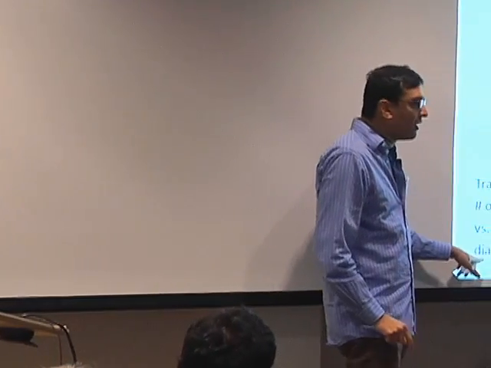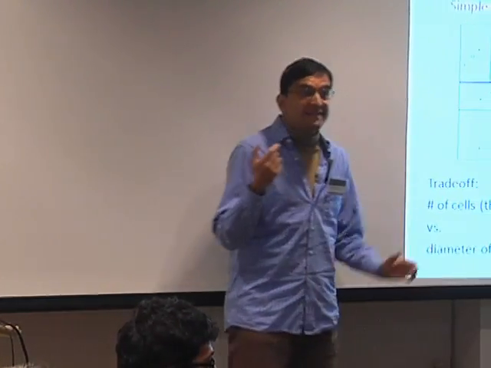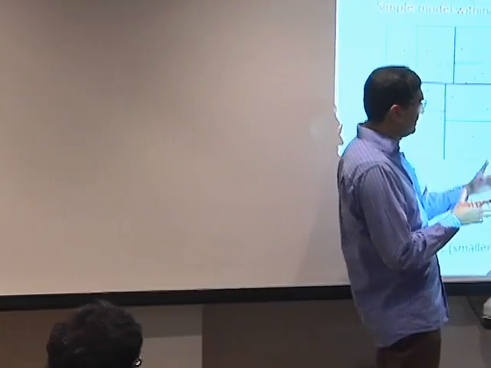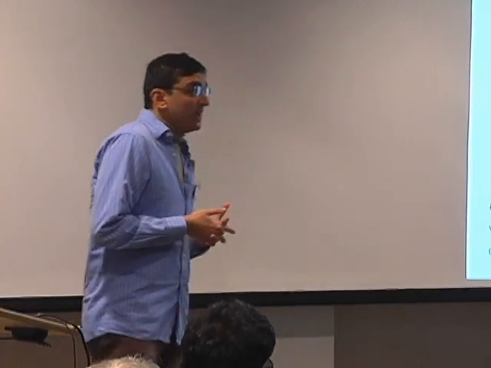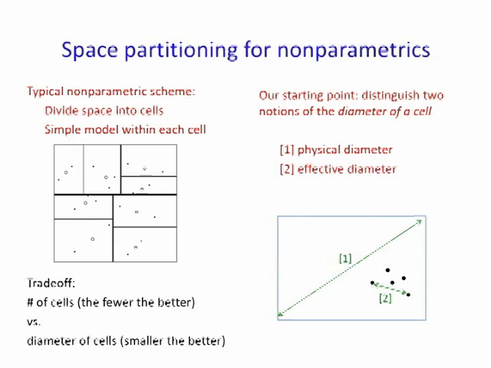And so our starting point to working on this was actually just to try and clarify what is meant by the diameter of a cell. It turns out that most of the work in non-parametrics, when they talk about the diameter of a cell, say this is one cell right here, they're literally talking about the physical diameter of the cell. But the other diameter you could talk about is sort of the effective diameter, say the average or the maximum interpoint distance within a cell. And the one we really would like to use is the average expected interpoint distance within a cell.